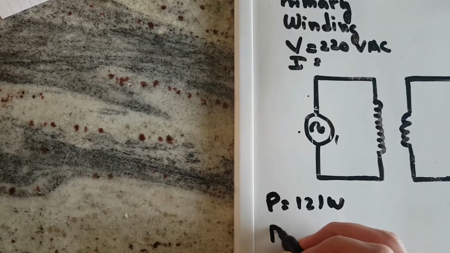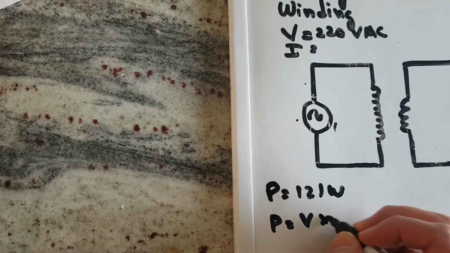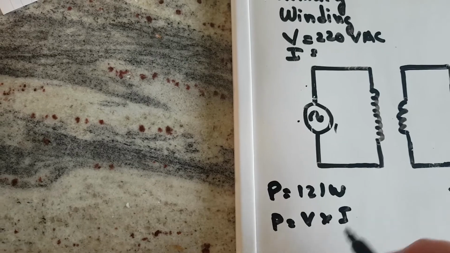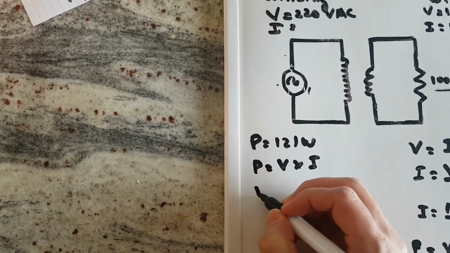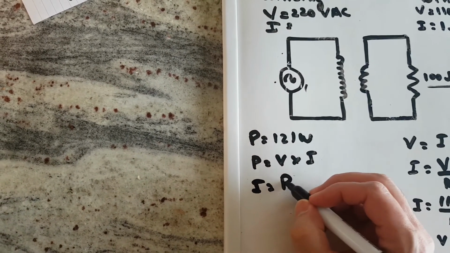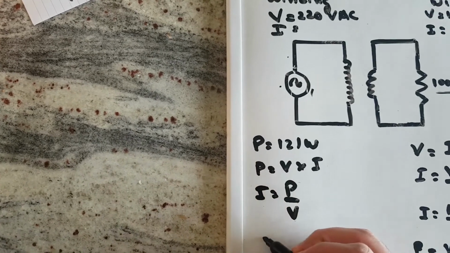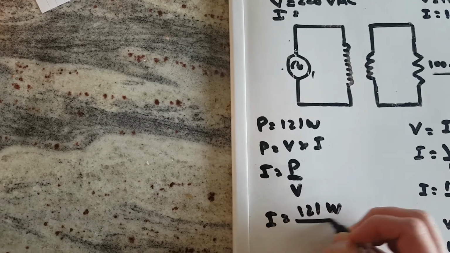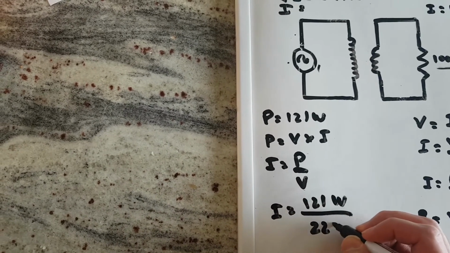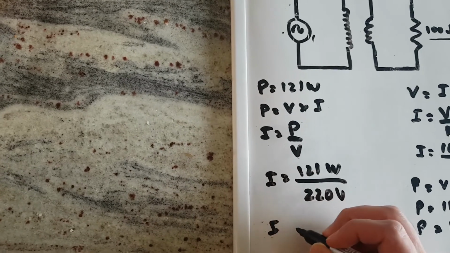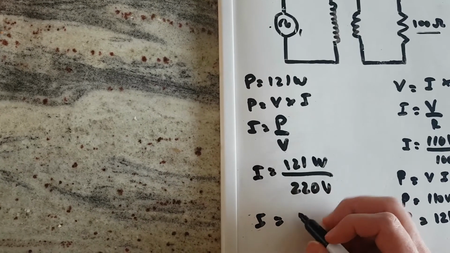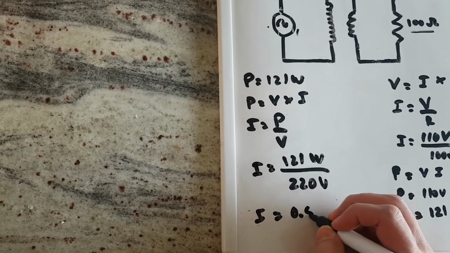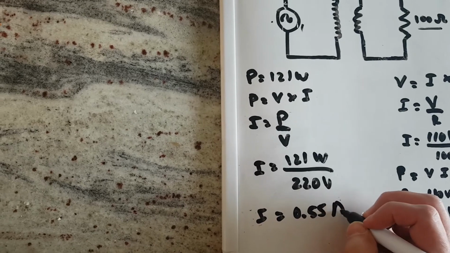We know that the power will be equal to the voltage times the current. By rearranging this formula, we can say that the current will be equal to the power divided by the voltage, which is going to be 121 watts divided by 220 volts. So the current in the primary winding will be equal to 0.55 ampere.